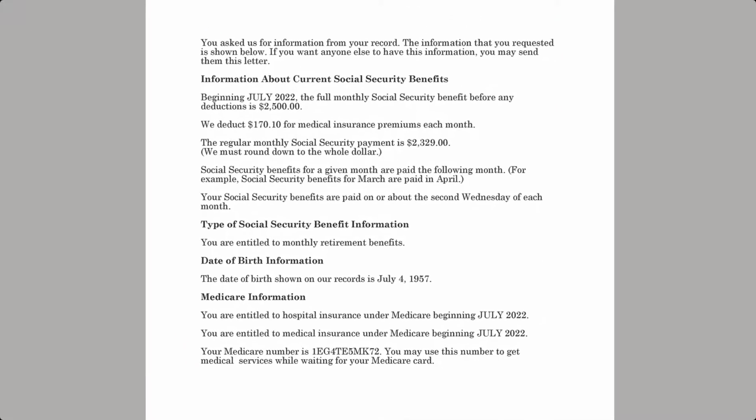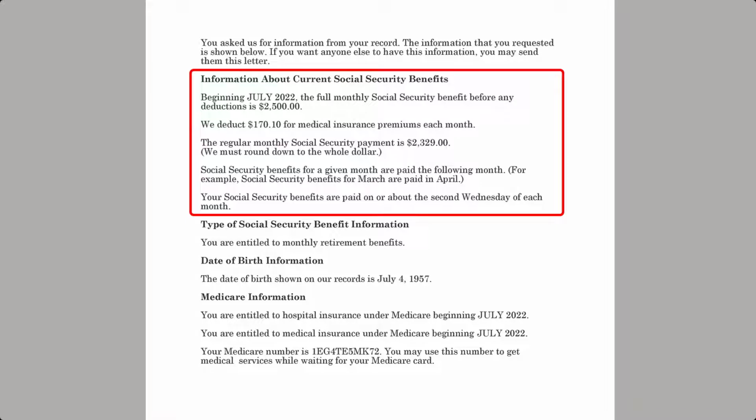In the Information About Current Social Security Benefits section, it will note the gross Social Security benefit, as well as the automatic deduction for Medicare Part B and high-income IRMAA premiums if applicable, and possibly a deduction for federal income tax withholding if you chose that. Then you'll see the net Social Security benefit received each month and whether benefits will be received the second, third, or fourth Wednesday of each month.